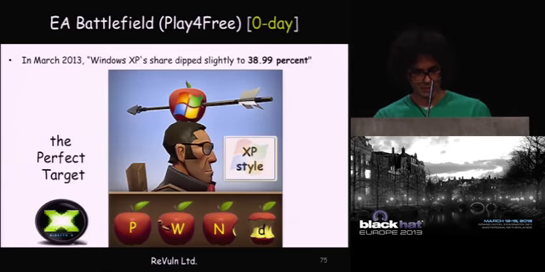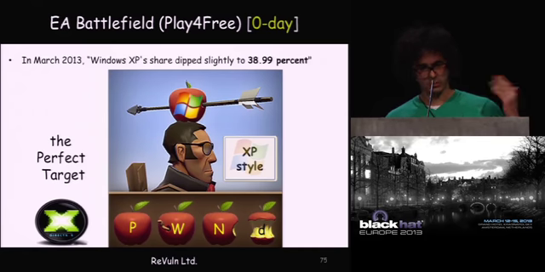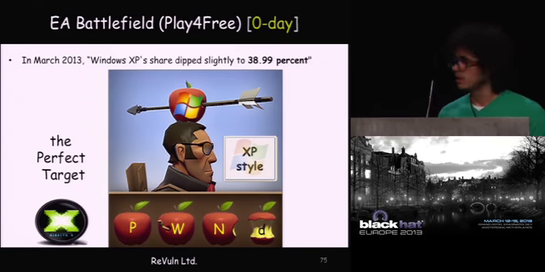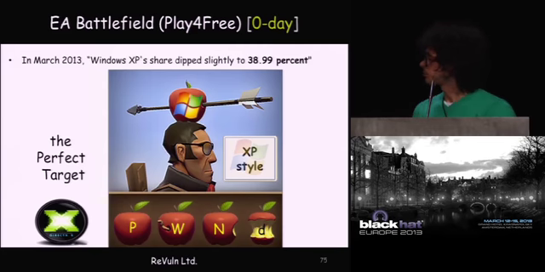Now, the game was released in 2011. It's based on DirectX 9, and so Windows XP, with about 40% of market share, is a perfect target to exploit this vulnerability, the vulnerability we are explaining.